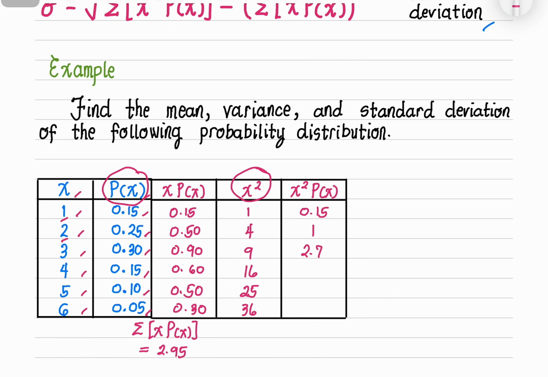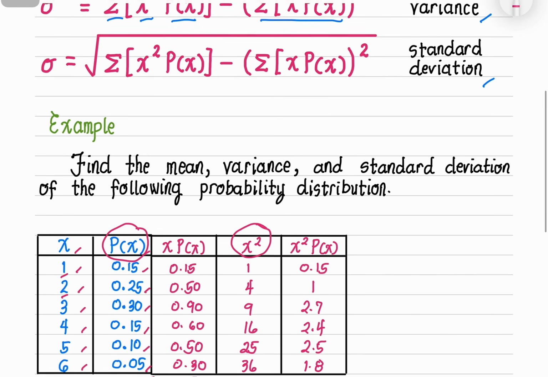Right? 16 times 0.15, so that gives us 2.4 rather. And then 25 times 0.10, so that is equal to 2.5. And 36 times 0.05, that is equal to 1.8. Tama?